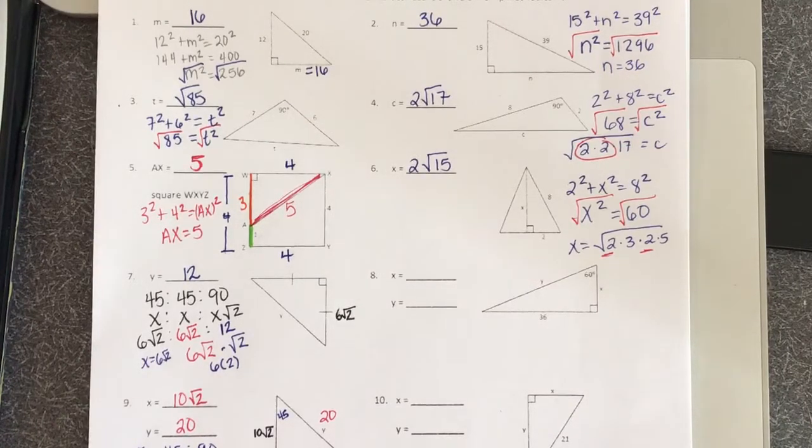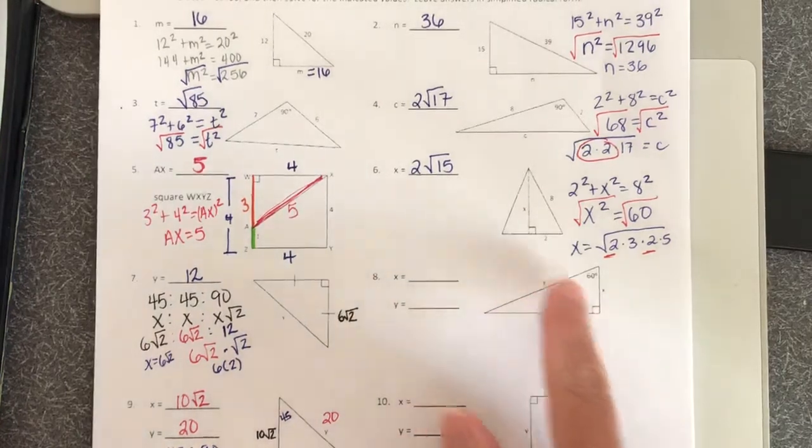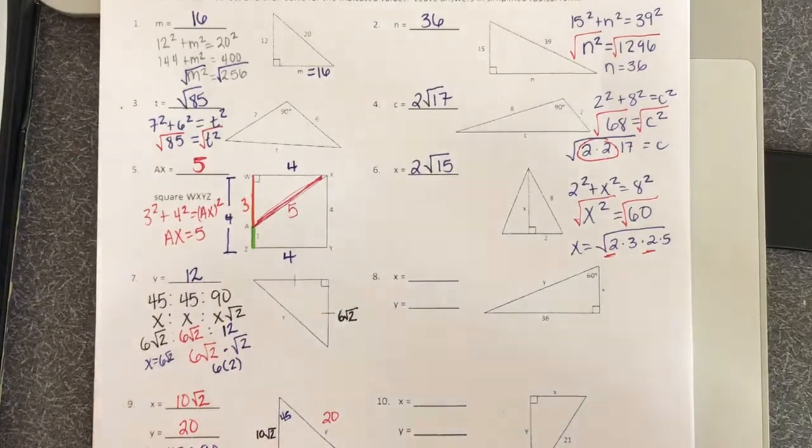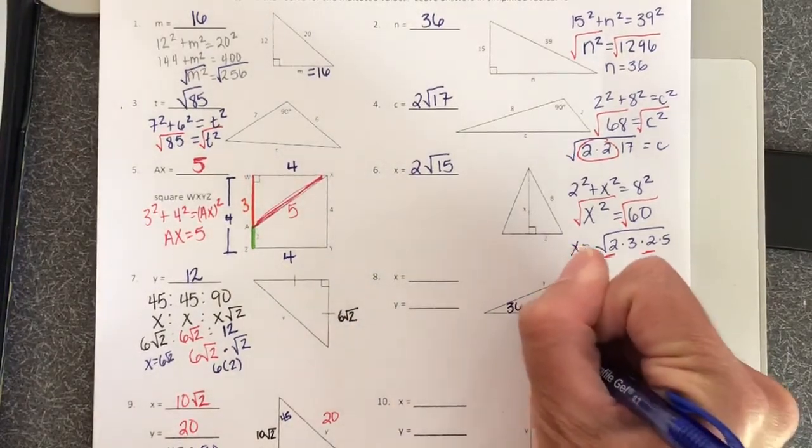The next set of problems that we're going to go over have to do with the 30, 60, 90 triangles. So we're going to start with number 8. We have to find the length of x and y. I'm given that it's a 60-degree angle, which means this angle here is 30 degrees.